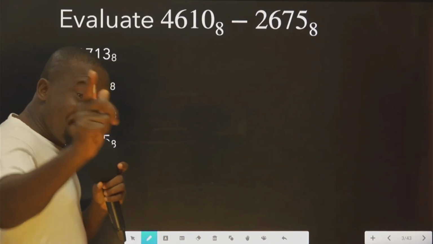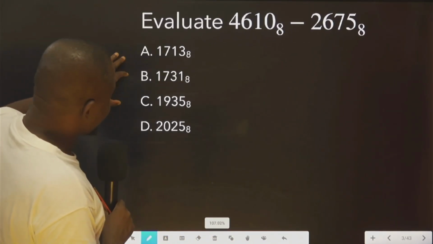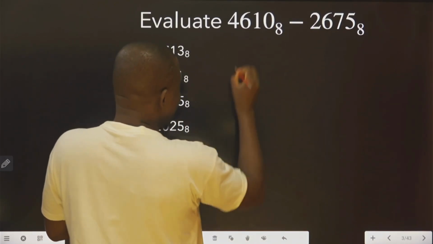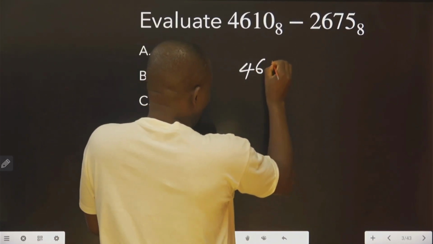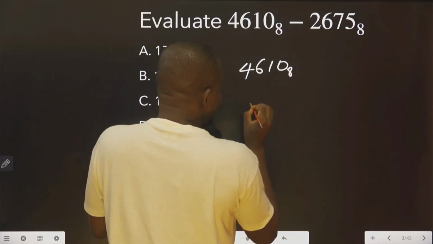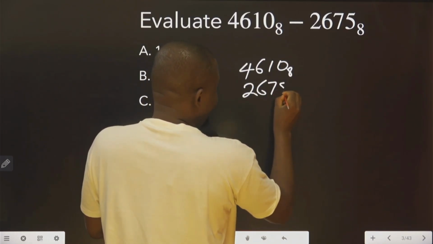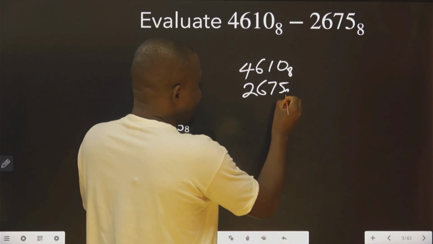The first question says we should evaluate this. To evaluate this, what we need to do is first write this down. That is to say, we write 4610 to the base of 8, minus 2675 to the base of 8.